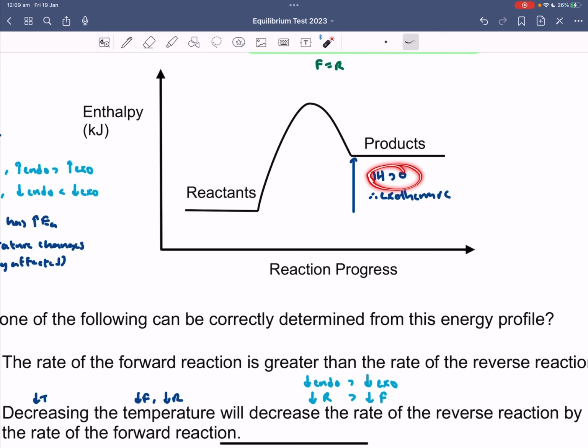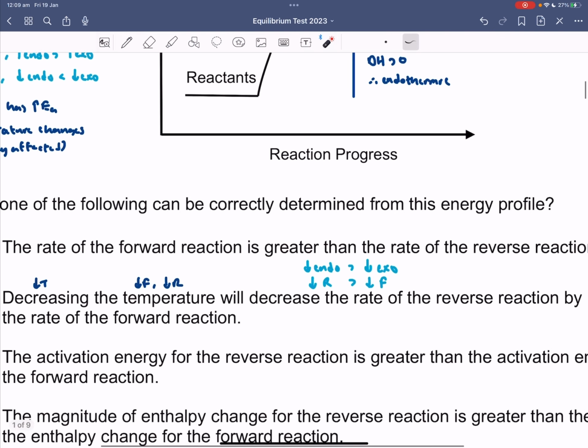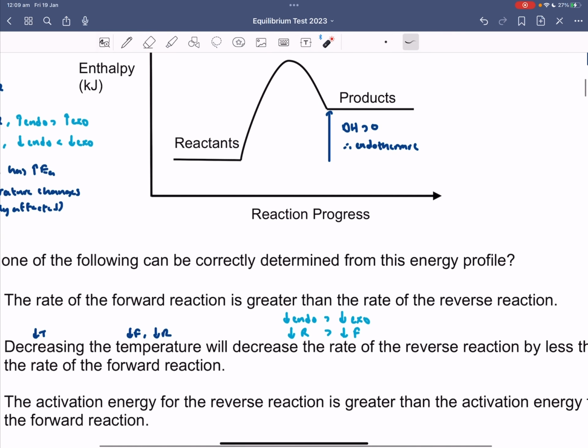If delta H is more than 0, it is not an exothermic reaction. If delta H is more than 0, it is therefore an endothermic reaction. Shouldn't have made that error. So let's change that again then. The only mistake I made is here. I wrote delta H is more than 0, and then I wrote exothermic. It was meant to say endothermic. Okay, so let's go back.